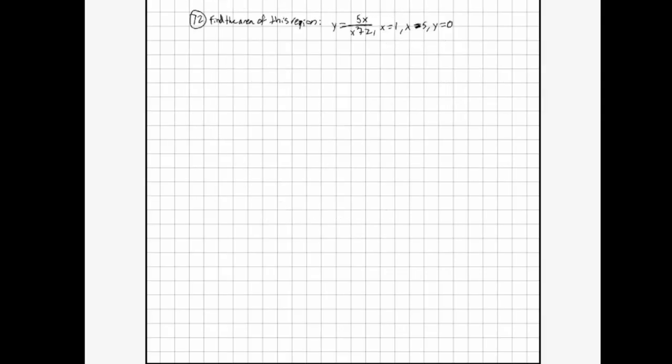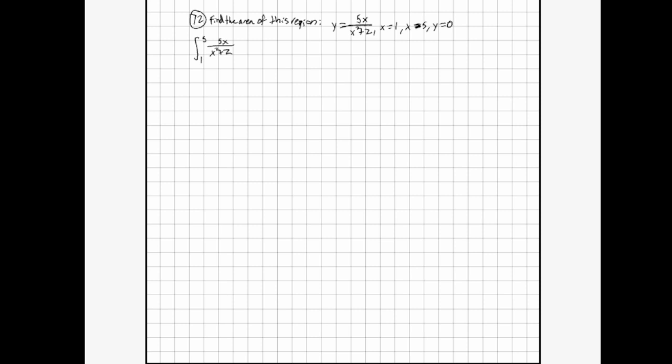Problem 72 says to find the area of the region of this equation. The equation is y equals 5x over x squared plus 2 for the points from x equals 1 to x equals 5, and then y equals 0. So first off, with the 2 points, point A and point B, I can put this into a definite integral. So from 5 and 1, 5x over x squared plus 2.